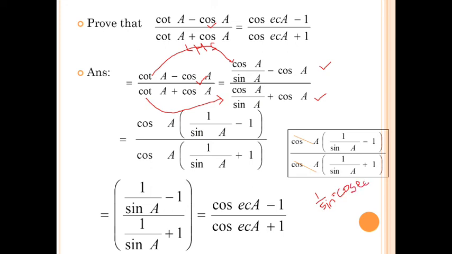Another problem. Find (sec A plus tan A) into (1 minus sin A). Here we have sec and tan in the form of sine, so we will be converting both sec A and tan A in terms of sine or cos. Let's see. What is sec? We know that sec A is 1 by cos A.